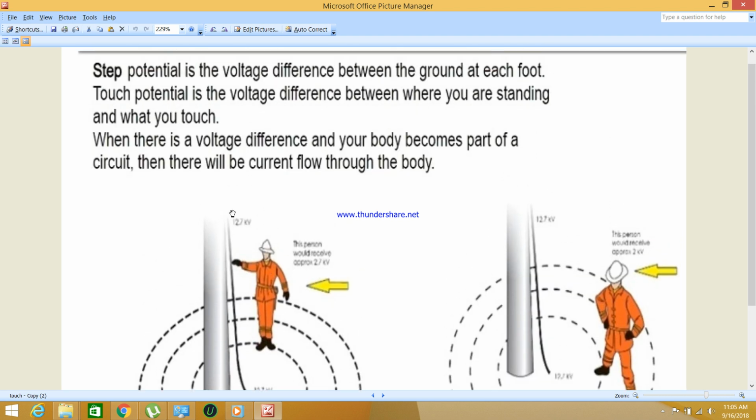So in any substation you have to be very careful about step potential and touch potential.